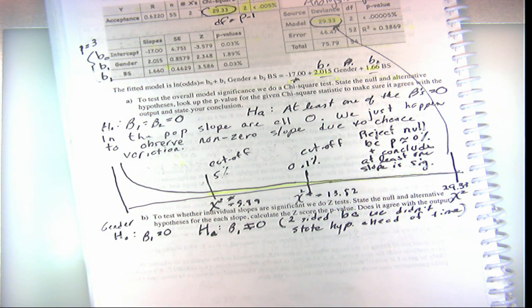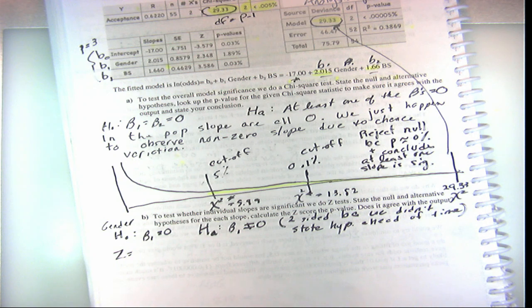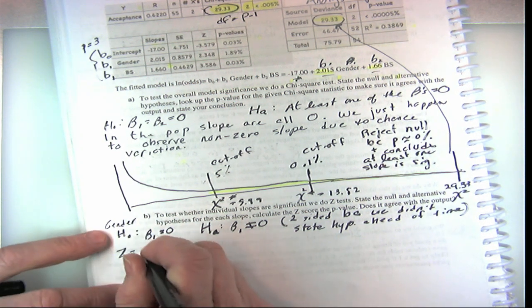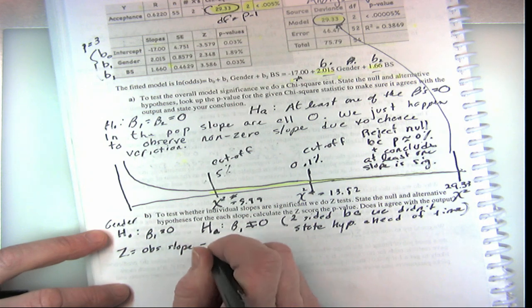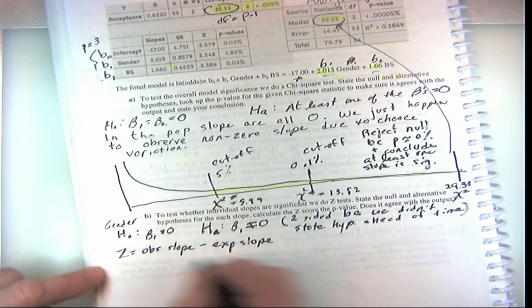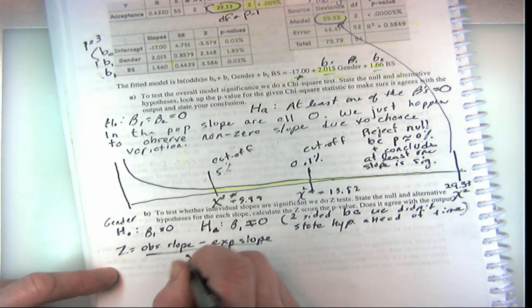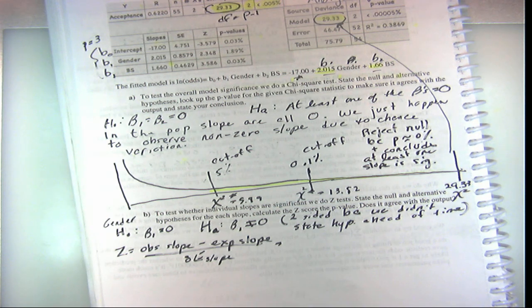So what do we do? Well, z, as usual, is what? Z is the usual: the observed slope in our sample minus the expected slope from our null, which is 0, over the standard error for the slope. Okay, so let's do that.